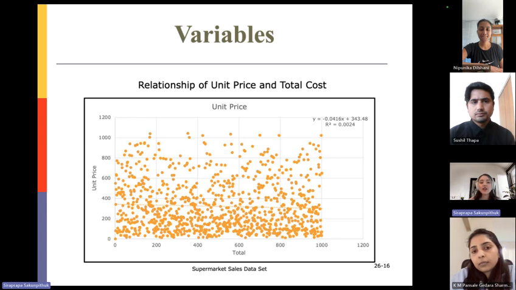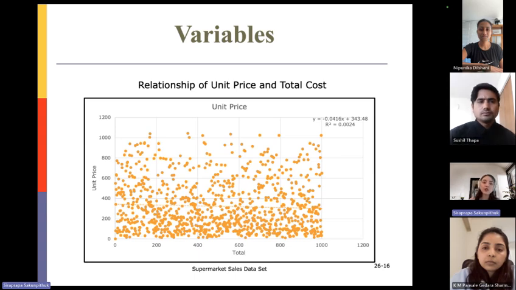Moving on to the relationship between unit price and total cost. This slide illustrates the relationship between unit price and total cost. As shown, there is a positive correlation, indicating that as the unit price increases, the total cost also tends to rise. This variable was identified as one of the most significant predictors in our regression model.